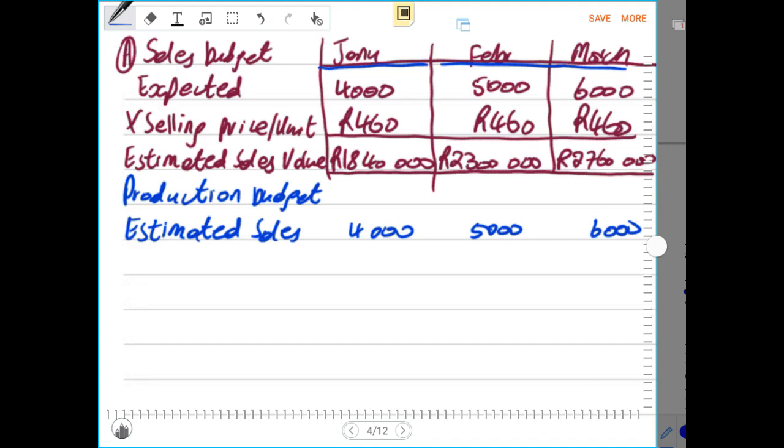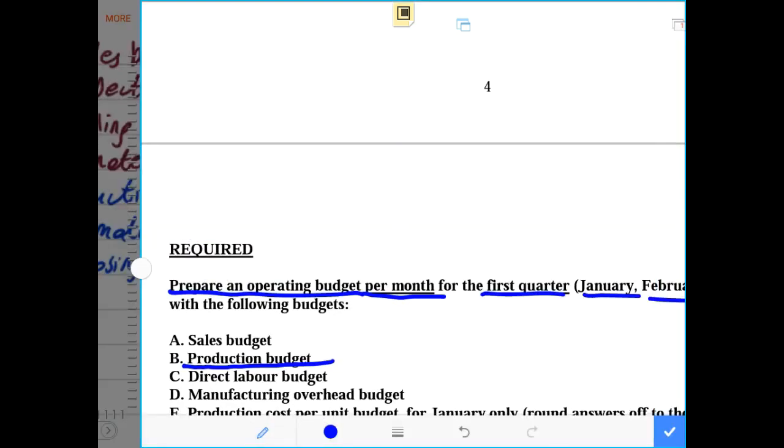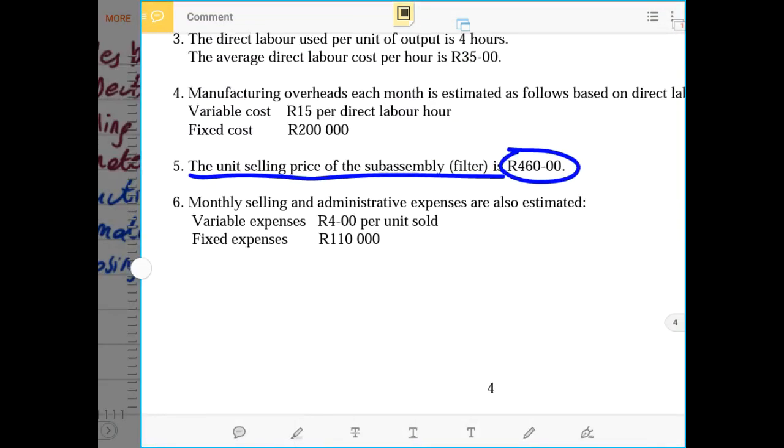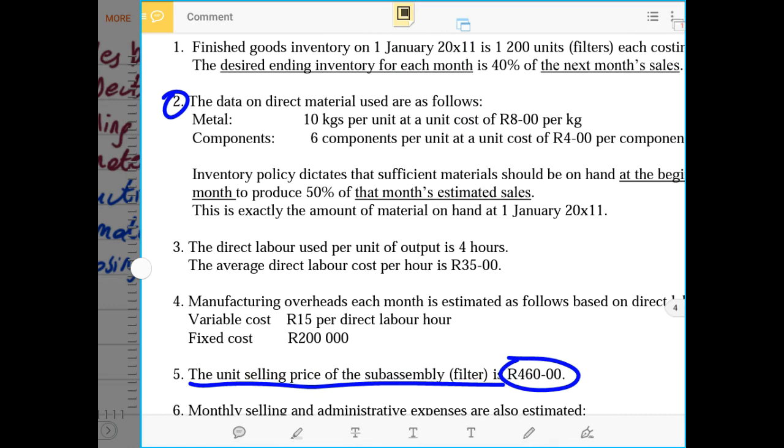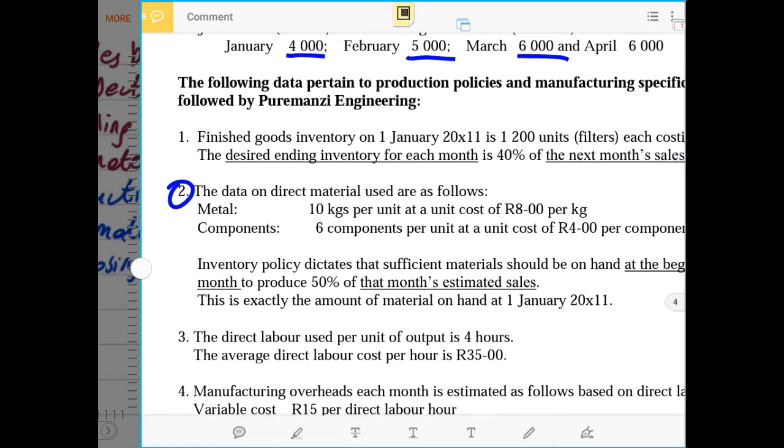Therefore, from there, we start adding the closing stock. We always start by adding the closing stock. We say plus closing stock because closing stock would have been produced in the current accounting period. Then we add the closing stock, and there is information that told us how to calculate it, where they told us that closing stock is 40% of the sales of the next month.